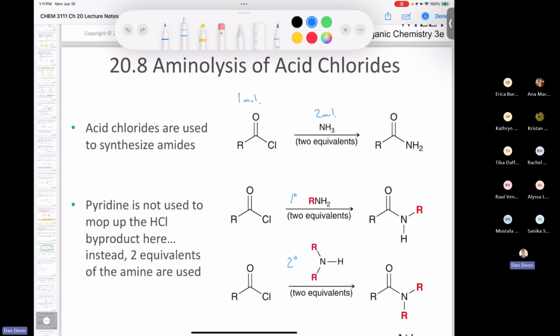Well, you see that in this case, we don't have pyridine in the reaction mixture, but we know that amines, whether it's ammonia or a primary amine or a secondary amine, are a base. And so the first equivalent of the amine is used to do the nucleophilic attack, the nucleophilic acyl substitution. But the second equivalent of the amine is used to, like I said, mop up the HCl, or another word you could use is neutralize. It's used to neutralize the HCl formed in the reaction, and that's why we use 2 equivalents.